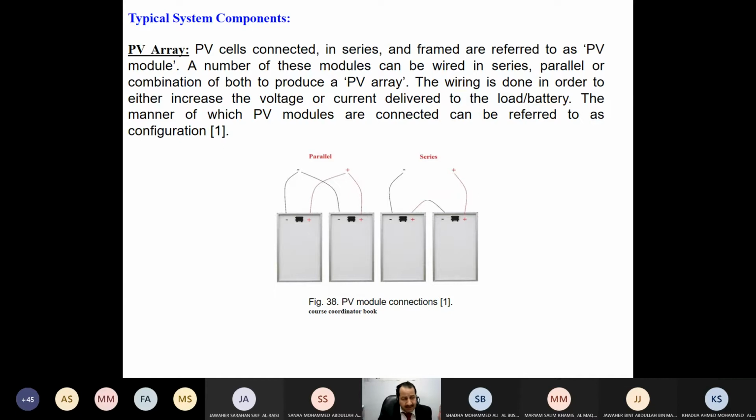Now we discussed the connection in parallel and series. As you can see here, you already studied this in secondary school. In series, the current flowing in both of them is the same current, while in parallel we have the same voltage on both, to increase voltage or current.